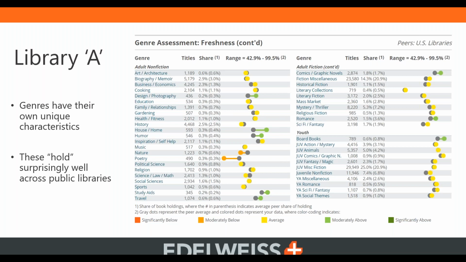It's also just kind of fascinating. You can compare what percentage that genre represents for your collection versus the peer average, and we've just found, again, for most of our public libraries, it's very common. Or they're very similar, and we don't find a lot of variation.